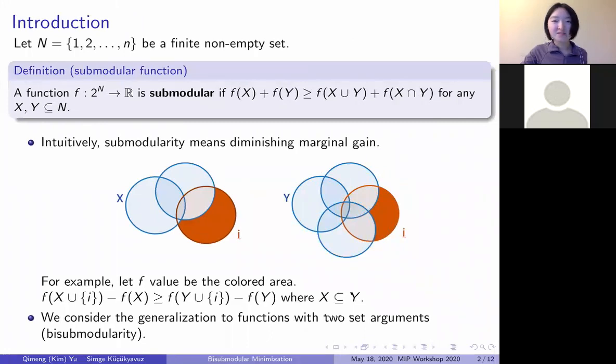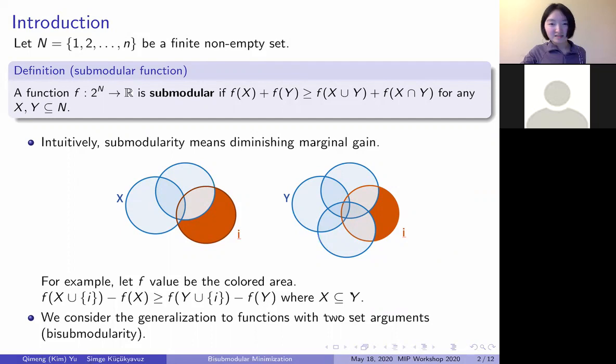Bisubmodularity is a generalization of submodularity. To get some intuition, it's worth revisiting submodularity first. Formally, a submodular function is a function that satisfies the given property. Intuitively, submodularity means diminishing marginal gain.